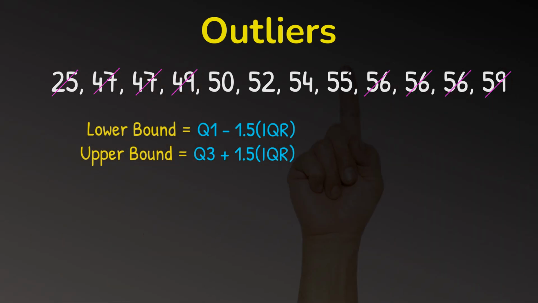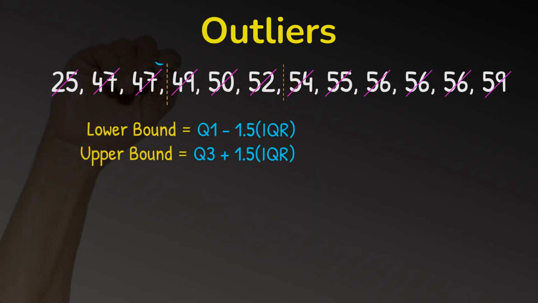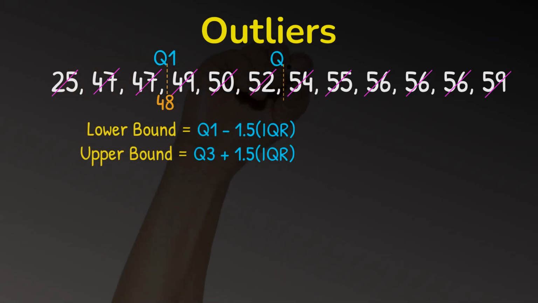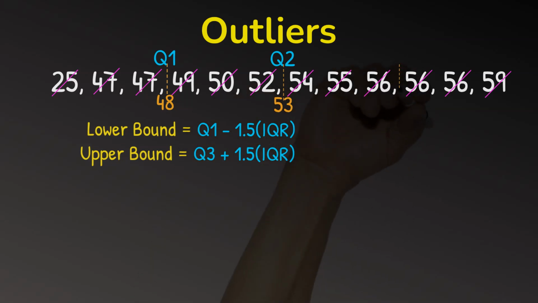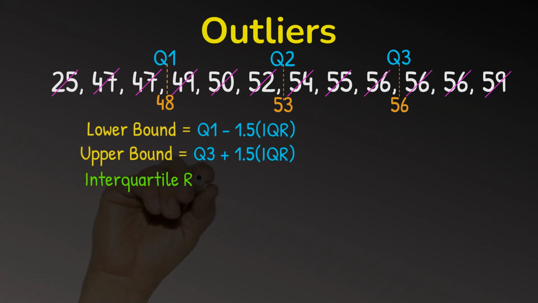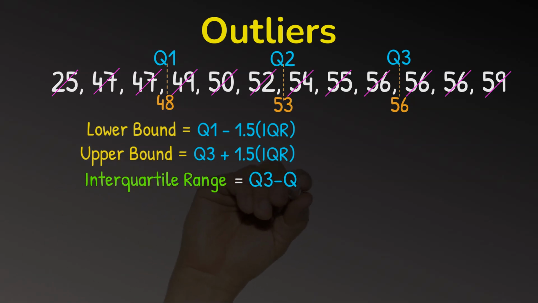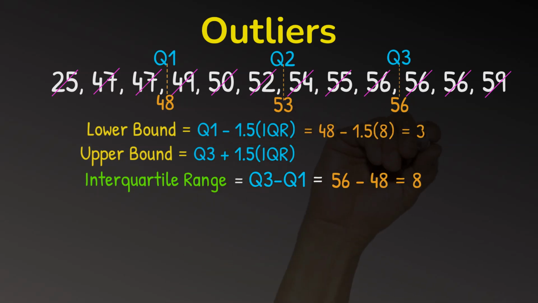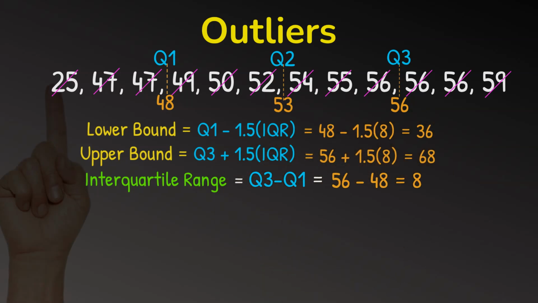Now we can see from the data set above that Q1 is equal to 48, Q2 is equal to 53, and Q3 is equal to 56. Now the interquartile range is Q3 minus Q1, which in this case is 56 minus 48, so it's equal to 8. So the lower bound is 36 and the upper bound is 68. This means that 25 is an outlier, so it won't be part of the box and whisker plot, but we will put it on as a point.